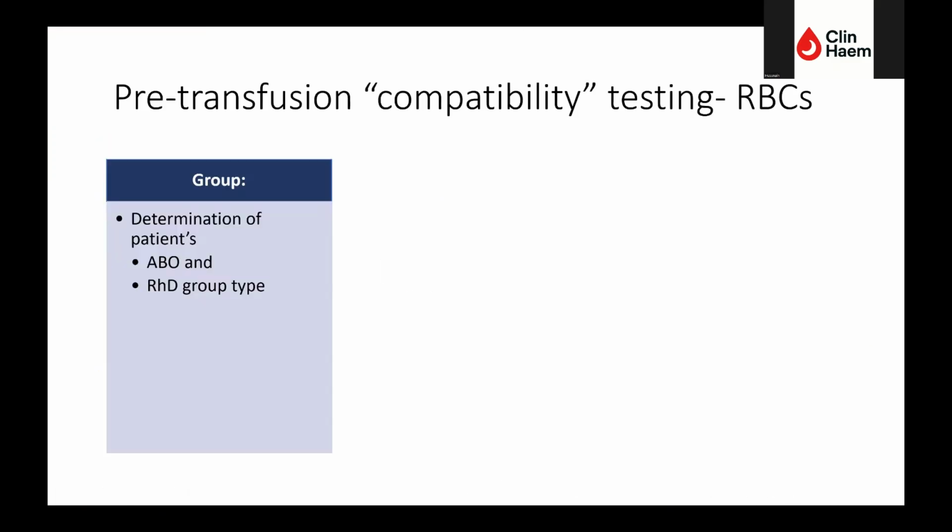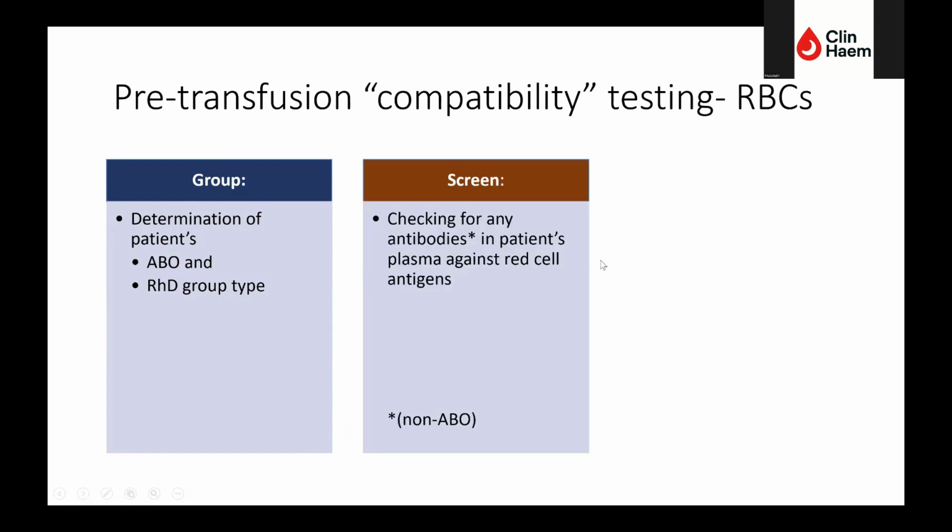And this is where we're going to move on. With this background, we can know what we are doing in a group and screen. When we say group and screen, the group means we see what the patient's ABO and RHD group type is. When we say screen, we check the patient's plasma for any antibodies against any of the red cell antigens.